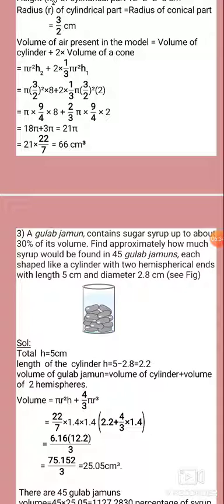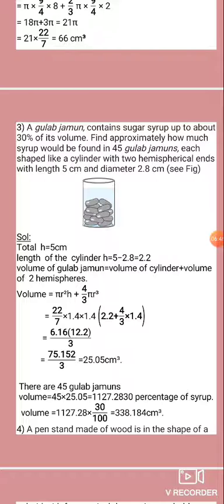So at last what we get, the product? 75.152 by 3, which is equal to 25.05 centimeter cube. Now how many gulab jamuns are there? 45. So volume of 45 gulab jamuns is equal to 45 into 25.05. Now what is that? 1127.